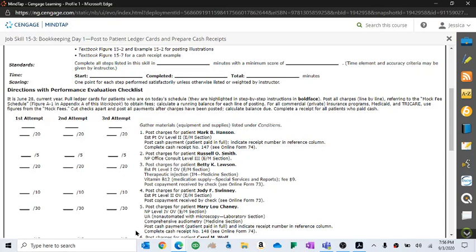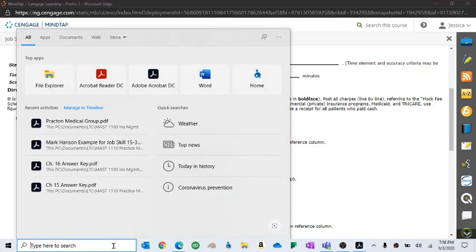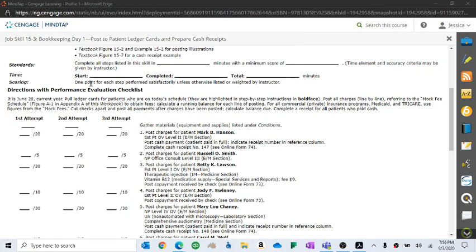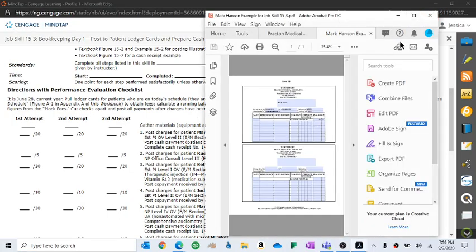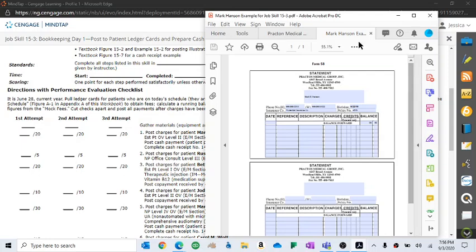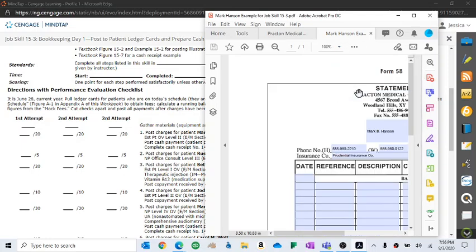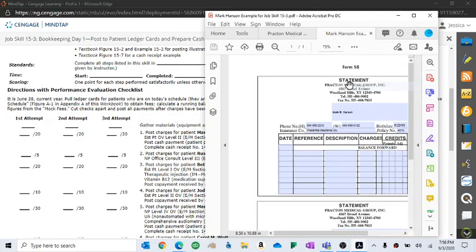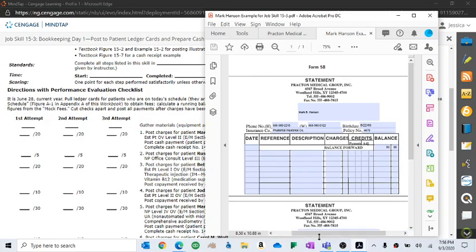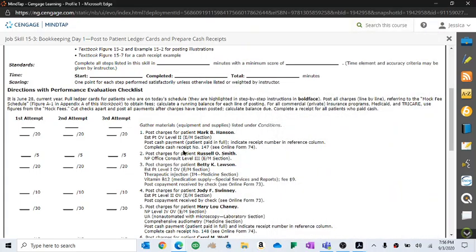Now, I know that I did a ledger card for Mark Hansen in job skill 15-2. So I'm going to pull up the Mark Hansen ledger card that I created. Let me make that smaller so y'all can see this. There we go. So y'all can see my ledger card for him. I've got his information, his demographics, his balance, everything's on here. I'm going to minimize that. So I've pulled his ledger card like it's asked me to.